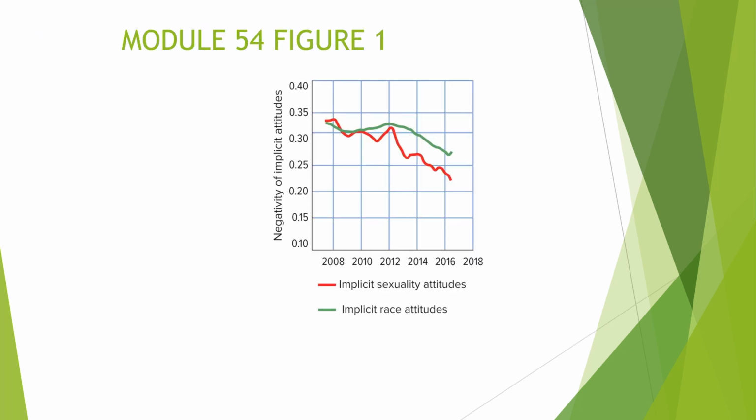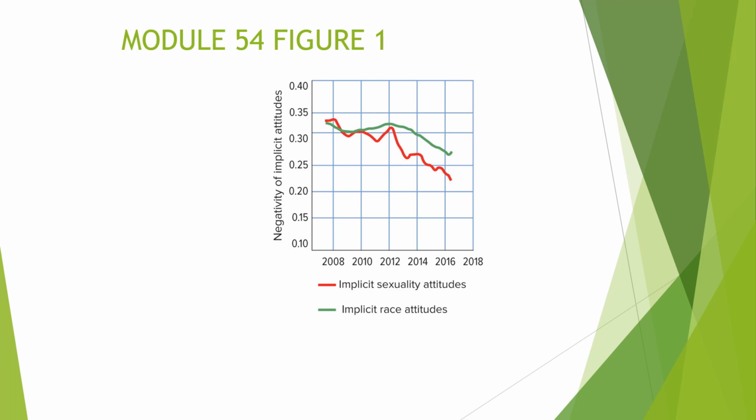Now, this slide is figure 1 in your textbook. You can see along the x-axis the years this was done, and on the y-axis the negativity of implicit attitudes. The dark line is the red line on the screen; it's dark on mine because I have it printed out in black and white. The red line is the implicit sexuality attitudes, and the green line is the implicit race attitudes. And those have really come down.